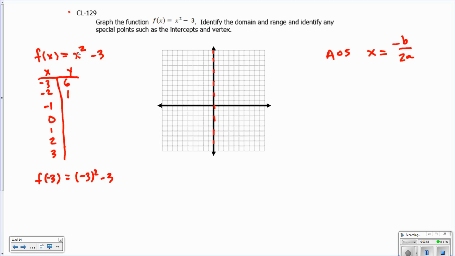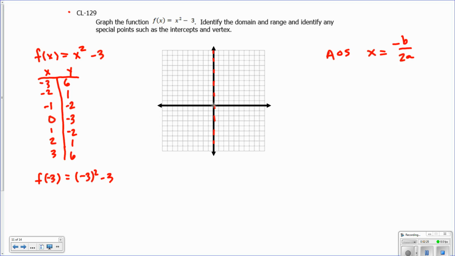-1. -1 squared is 1. Minus 3 is -2. 0 squared is 0. Minus 3 would be -3. And we're going to see here that 1 squared is the same as -1 squared. So we should end up with -2, 1, and 6.